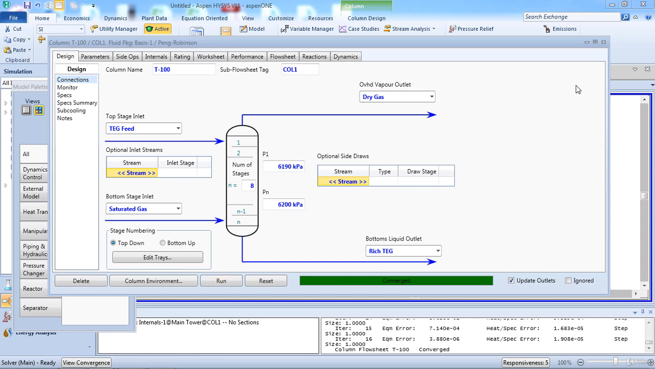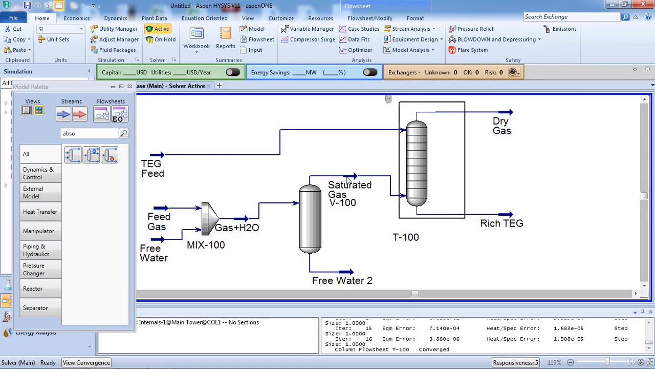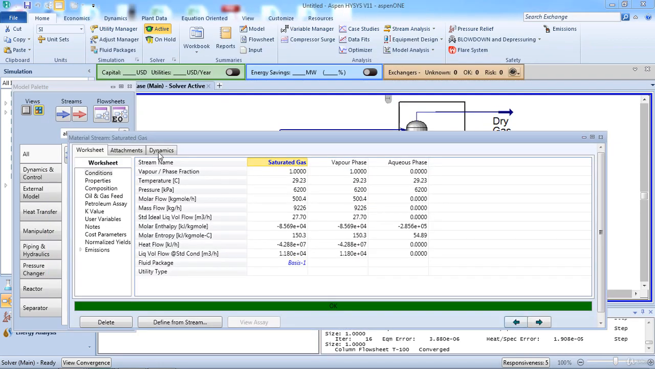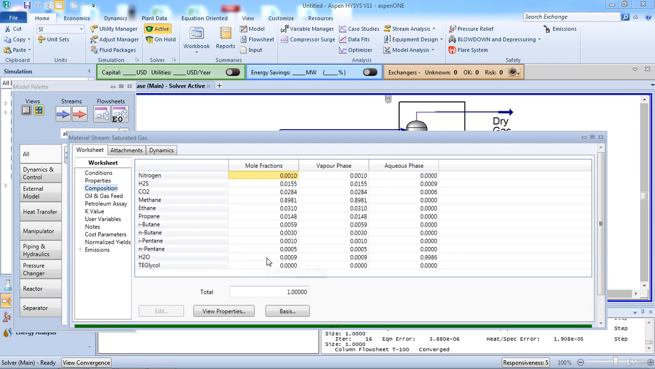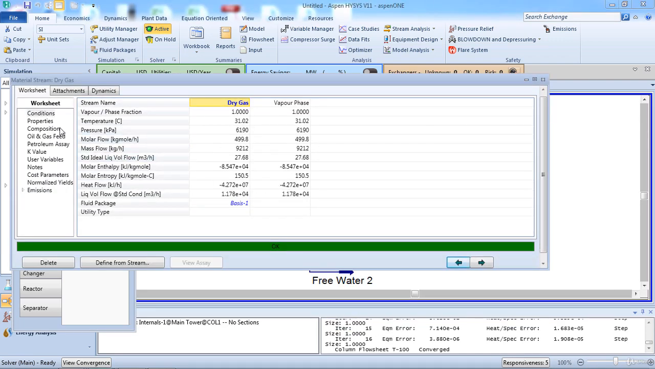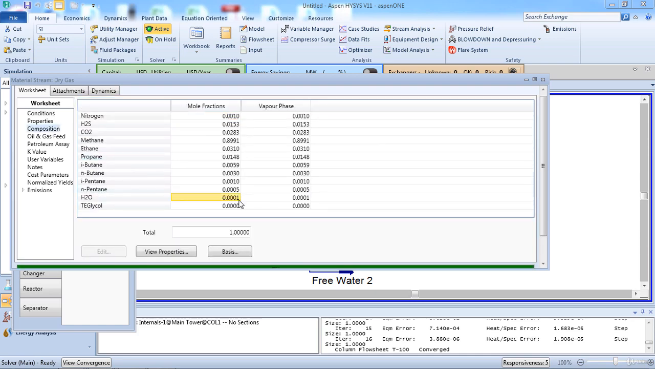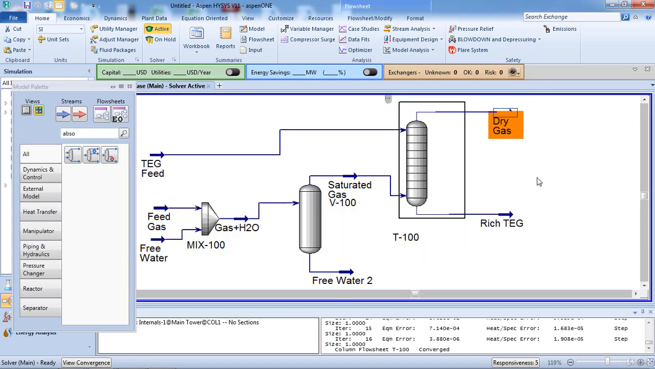Let's check water before and after. This is saturated gas with water. The composition of water here is 0.09%. What about after? 0.01%. So the water decreased dramatically in the gas.